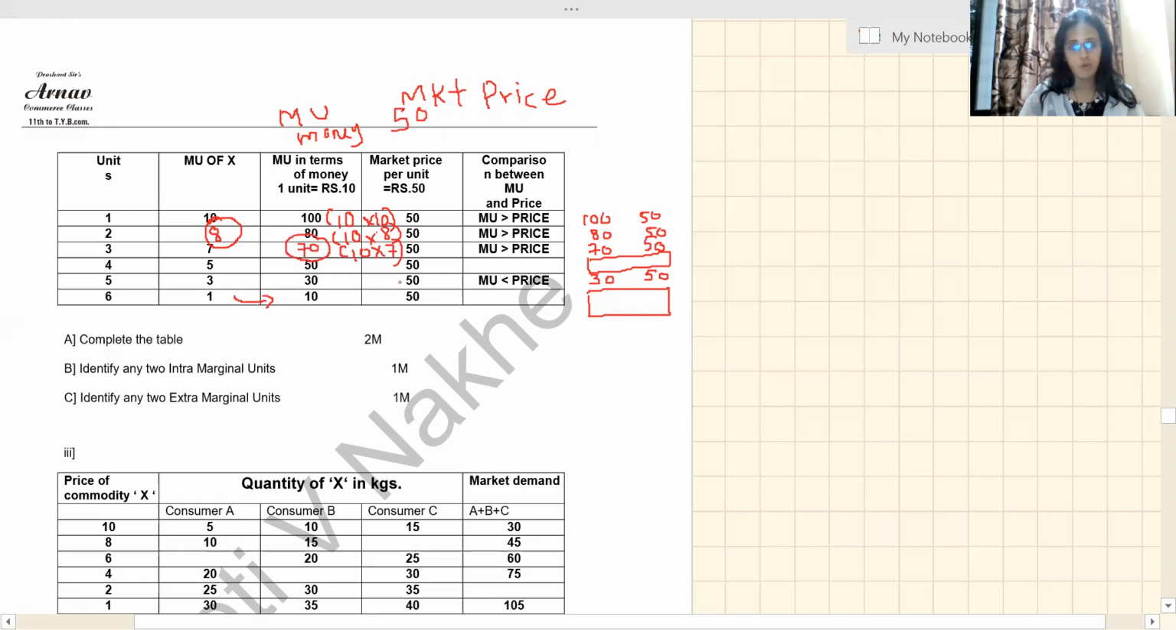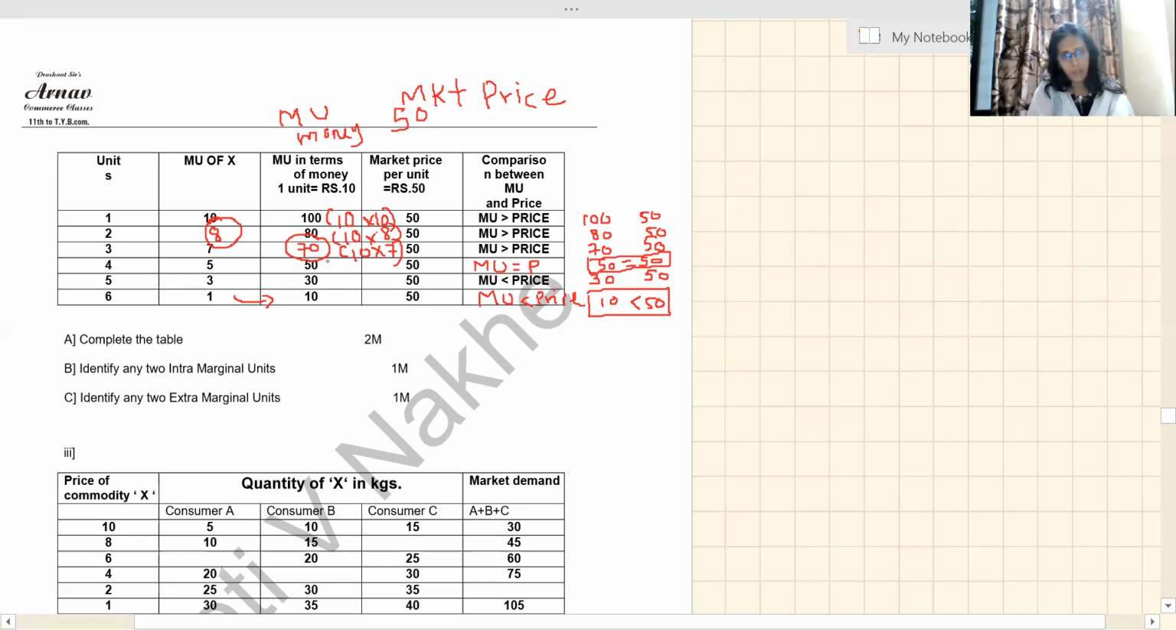Now see here, 50 and 50. So what will you say? It is equal. So MU is equal to price. And here 10 is smaller than 50. So we will say MU is smaller than price. Got it? If you know this concept, then only you will understand how to write. From this only you can see.